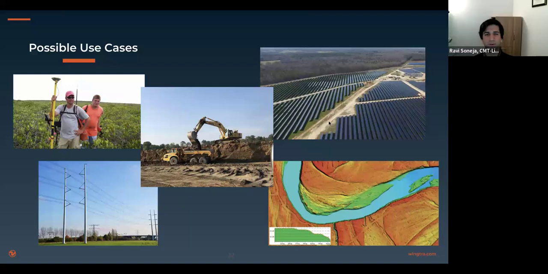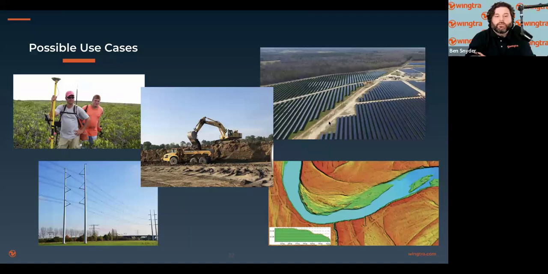Can you rephrase that question? Sure. We have somebody who's asking a question. They're looking to inspect grassed over ash stacks. And how would you determine that the Wingtra LiDAR might be able to cut through the grass a little bit and see the smaller holes?